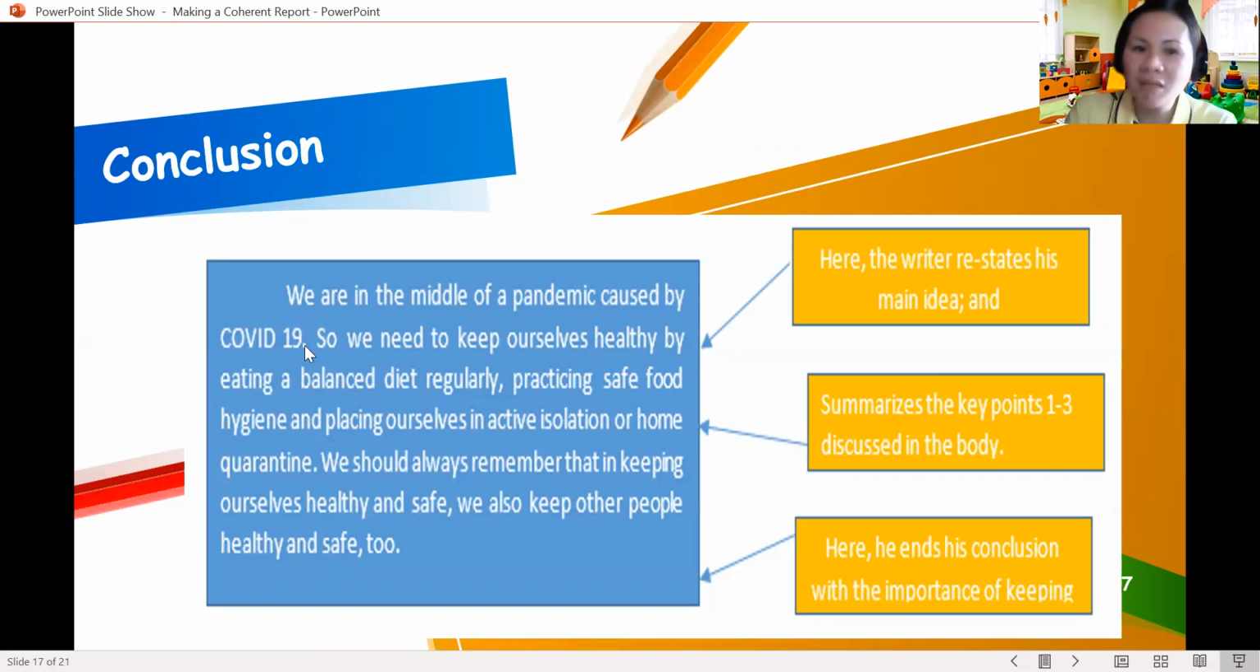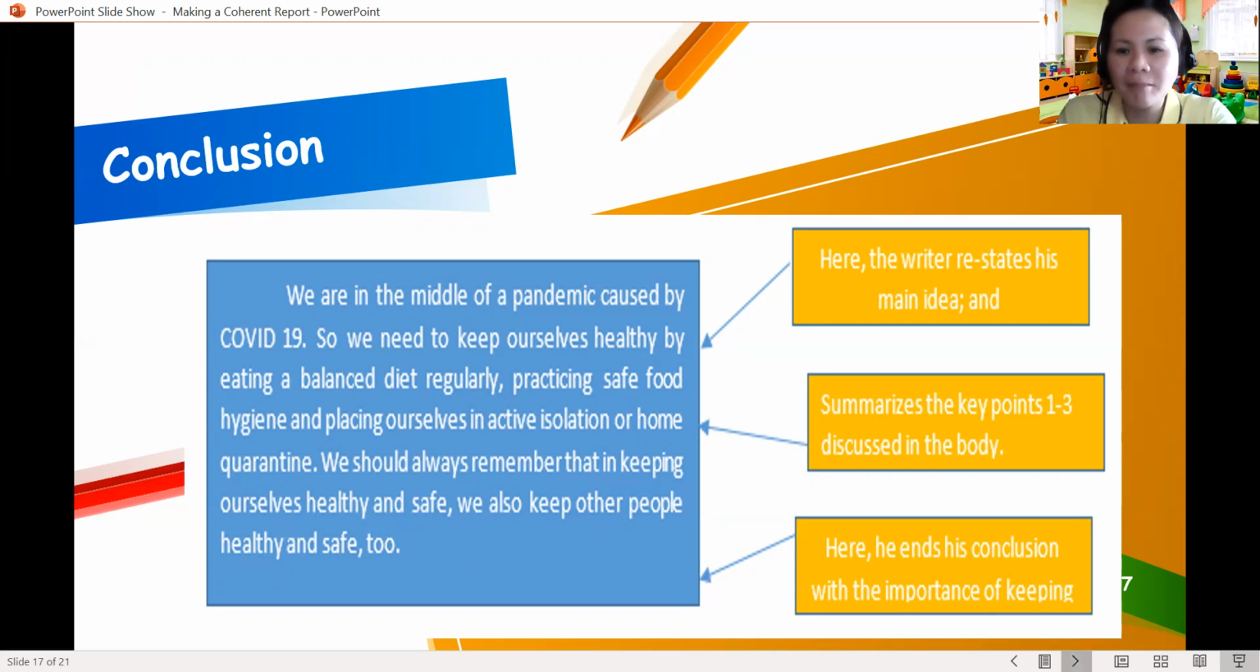We are in the middle of a pandemic caused by COVID-19. So we need to keep ourselves healthy by eating a balanced diet regularly, practicing safe food hygiene, and placing ourselves in active isolation or home quarantine. We should always remember that in keeping ourselves healthy and safe, we also keep other people healthy and safe too. All right. So if you really analyze the last paragraph, the fourth paragraph, which is the conclusion, the writer here restates his main idea, which is about COVID-19. He summarizes the key points discussed in the body of the paragraph. And he ends his conclusion with the importance of keeping ourselves healthy and safe.